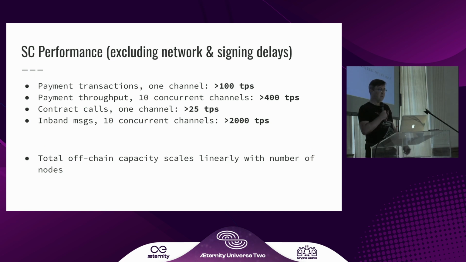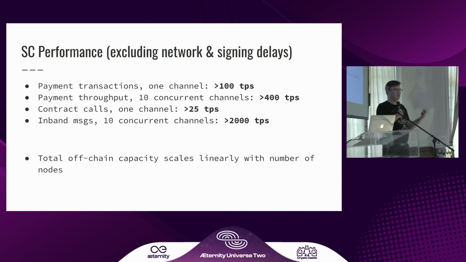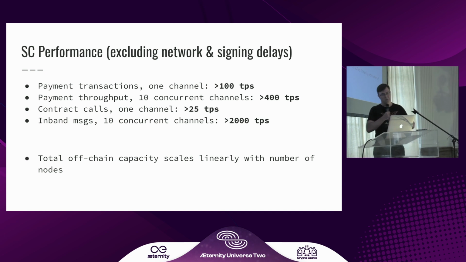And if, for example, the node is serving 10 concurrent channels, you can get up to like 400 TPS in total. Contract calls are slower, but about 25 contract calls per second per channel. And the generic messages, or in-band messages, are quite fast, so then it's in the thousands. Now this is for one node. And if you have multiple nodes in the network running state channels, it scales linearly.